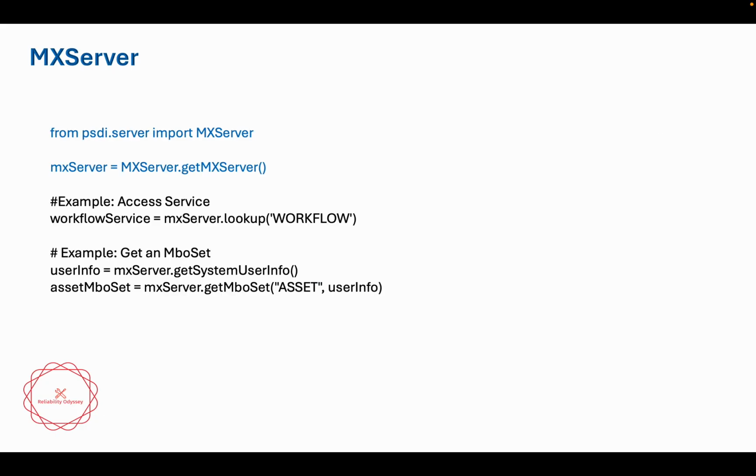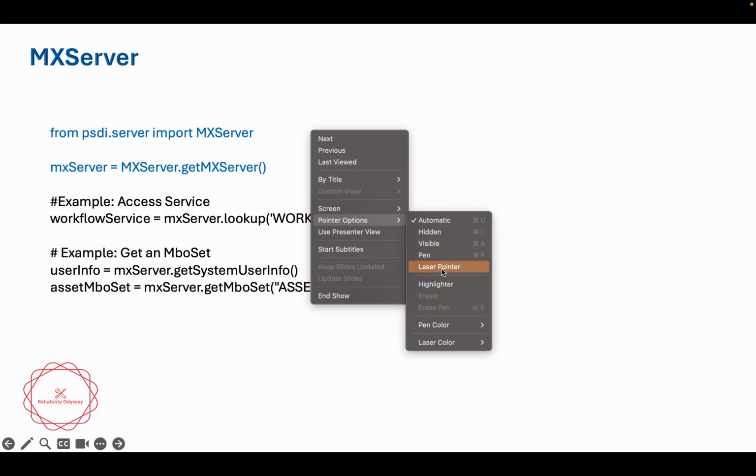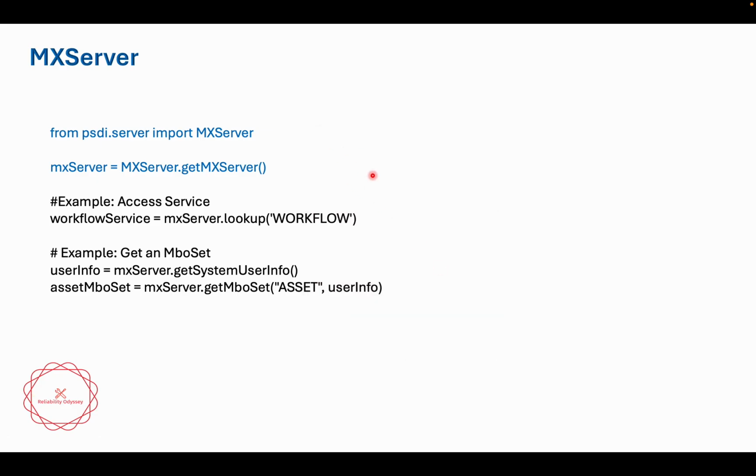So how do we access MXServer? I am going to use Python primarily to explain the code, and it is pretty simple even if you want to use JavaScript. First, whenever you want to access the MXServer, you need to do the import. You have to import from psdi.server and you have to import MXServer. Once the MXServer library is imported, you can create the MXServer instance.